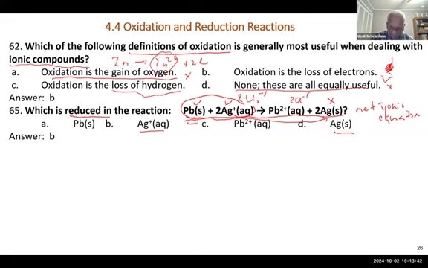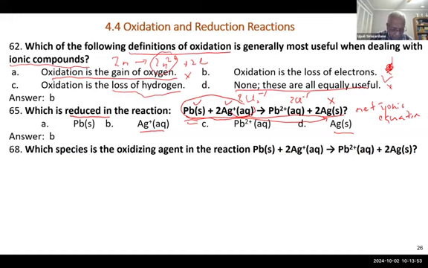It's pretty easy to figure out from the equation, looking at the metal ions: which one got reduced, which one got oxidized. If you look at the same equation, what is the oxidizing agent? We talked about in the previous slide, the oxidizing agent is the one that got reduced.